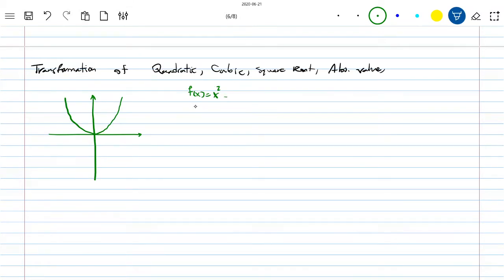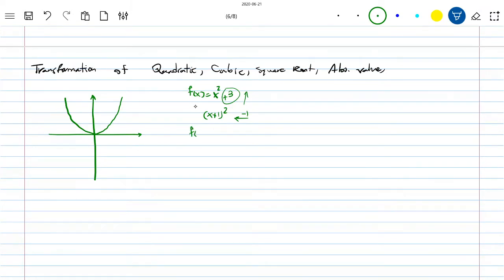So what if there was a plus 3? You remember from last time, then that plus 3 outside will cause the vertical shift. So the graph will go up 3 units. What if there was x plus 1 squared? Then what happens is this is a horizontal shift to the left 1 unit. You move the graph 1 unit to the left.